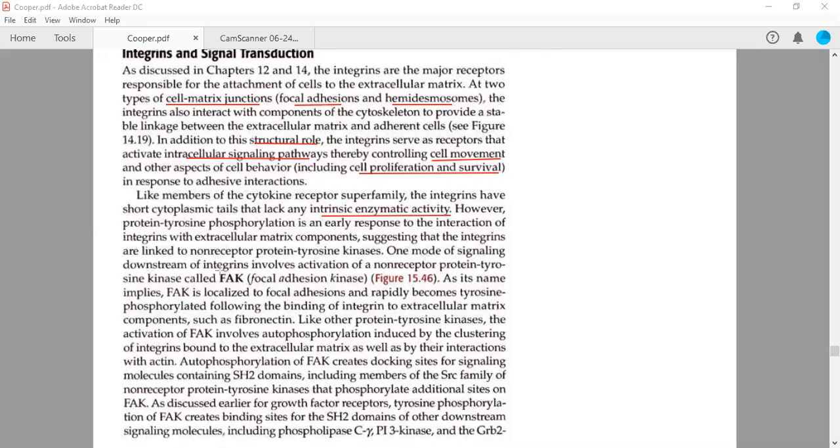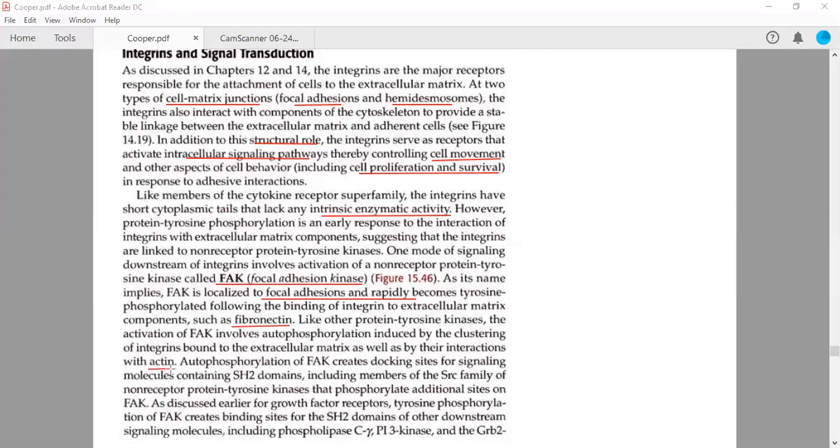One mode of signaling downstream of the integrin involves a protein kinase, that is, focal adhesion kinase. Okay, so this is focal adhesion kinase. As its name implies, focal adhesion kinase is localized to the focal adhesions and rapidly becomes tyrosine phosphorylated following binding of integrin to the extracellular matrix component, for example, fibronectin. Like other protein tyrosine kinases, the activation of focal adhesion kinase involves autophosphorylation, because this tyrosine phosphorylation is induced by clustering of integrin bound to the extracellular matrix as well as their interaction with the actins.